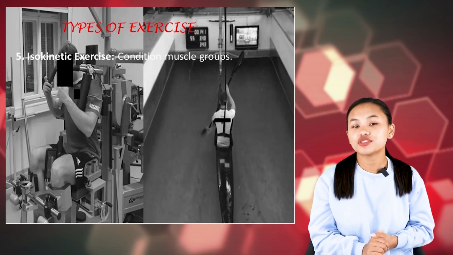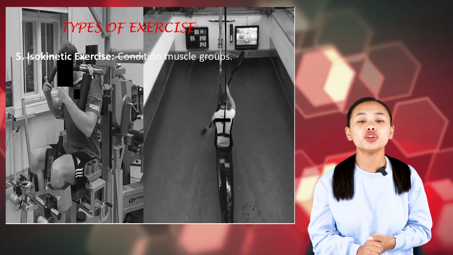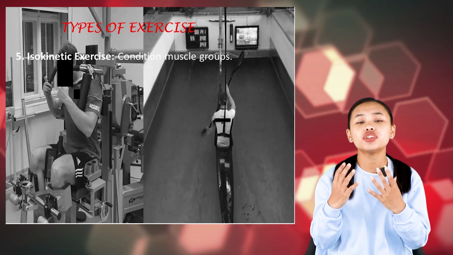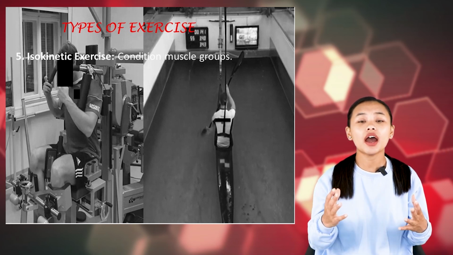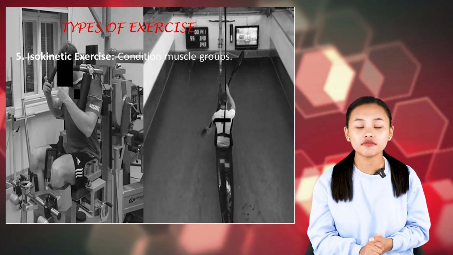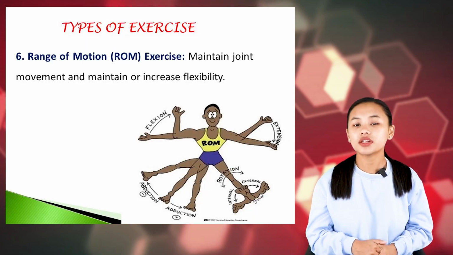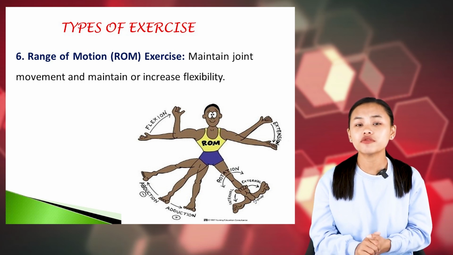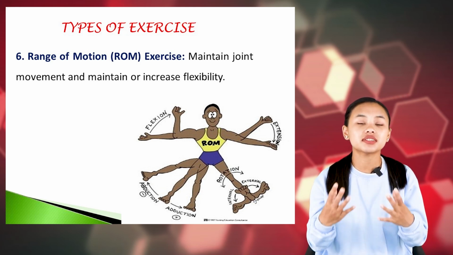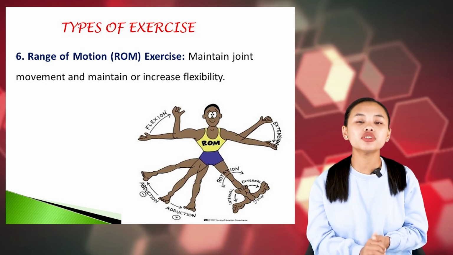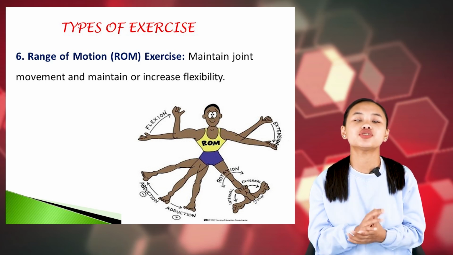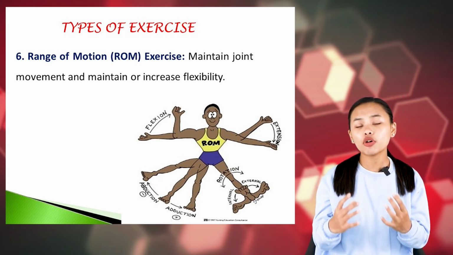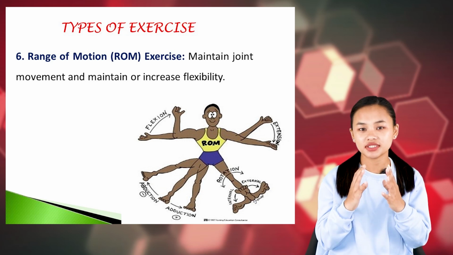The fifth one is the isokinetic exercise, and these are usually done in order to increase the muscle strength, power, and endurance, especially when they have to perform any activities that involve pulling and lifting. The last and the most important one is the ROM exercise, which is the range of motion exercise. These exercises are mainly performed in order to maintain the joint movement as well as to maintain its flexibility. From all of these six, the most important one here is this ROM exercise.